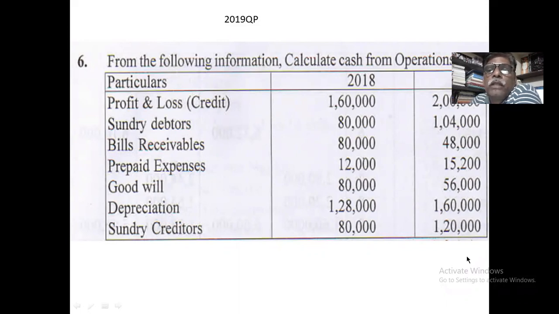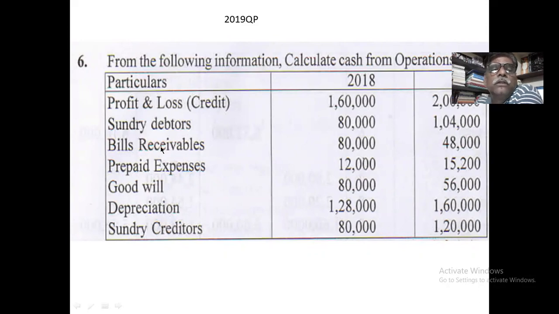2018 is the opening balance. 2019 is the closing balance. Okay. P&L account credit balance is there. We have to adjust in the opening and closing. Sundry debtors 80,000, 1,04,000. Sundry debtor increase of 24,000. 80 to 1,04,000 means 24,000 increase is there. This 24,000 increase you have to take in the less heading.